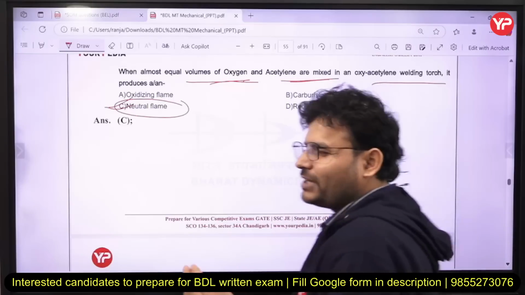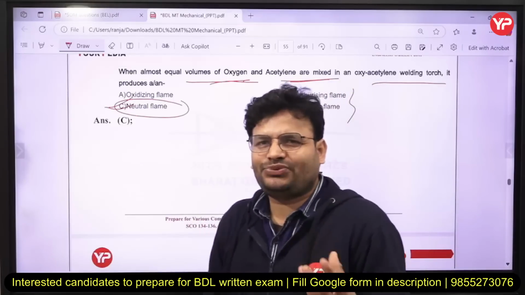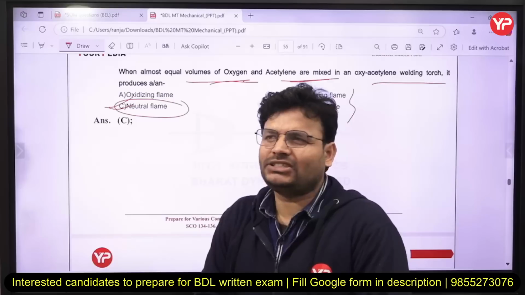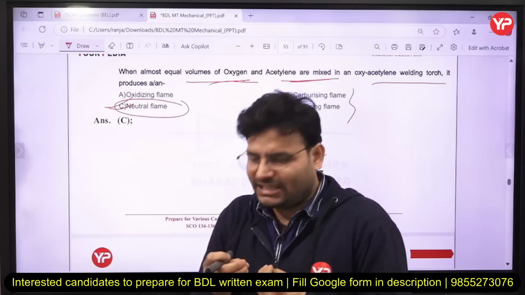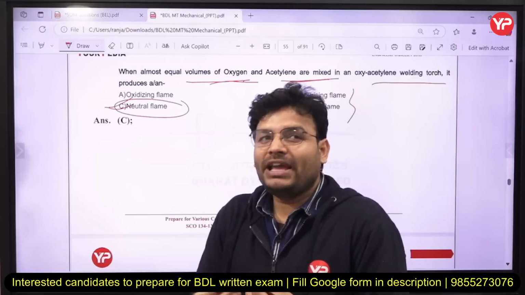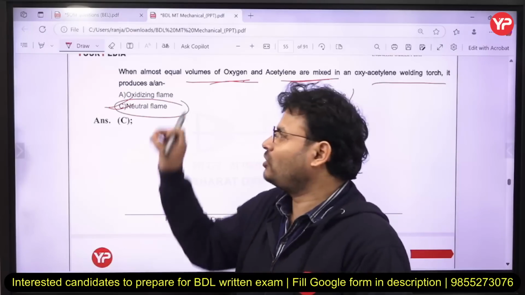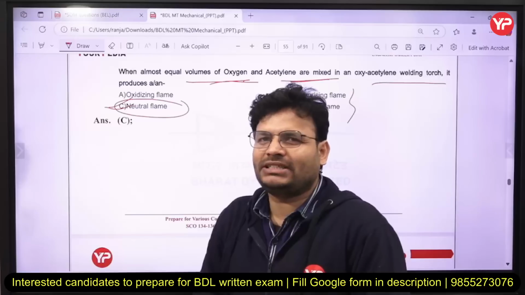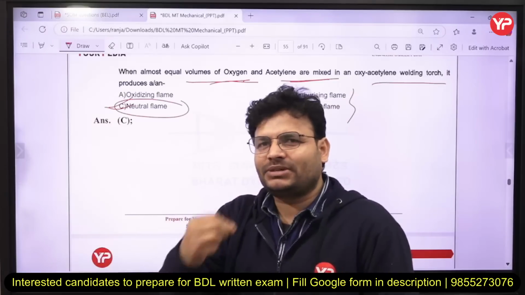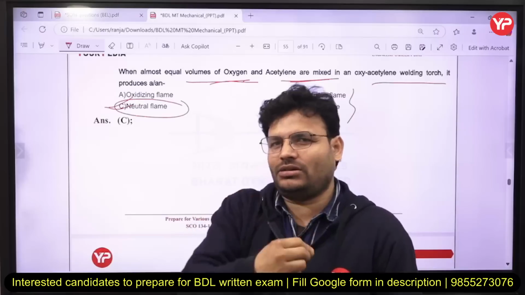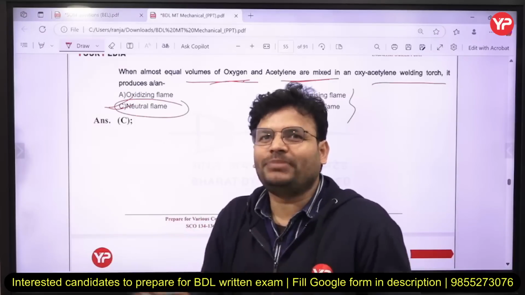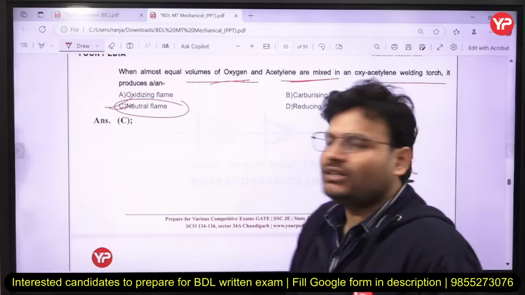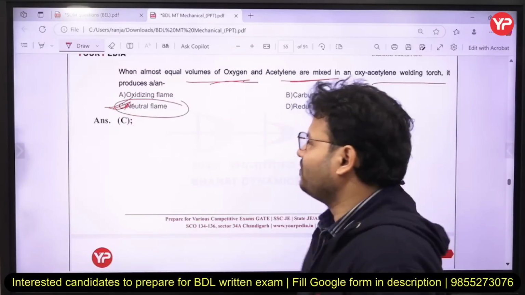One more thing to keep in mind: mostly in oxyacetylene gas welding, I use the neutral flame, because it does not change any property of the weld. But with oxidizing there is a lot of oxygen, and with carburizing it may increase the carbon percentage on the workpiece, so the properties might change, right? So very frequently, or naturally, use the neutral flame.